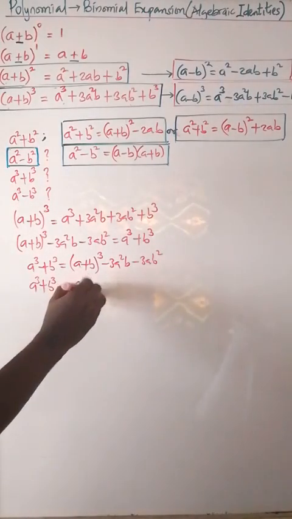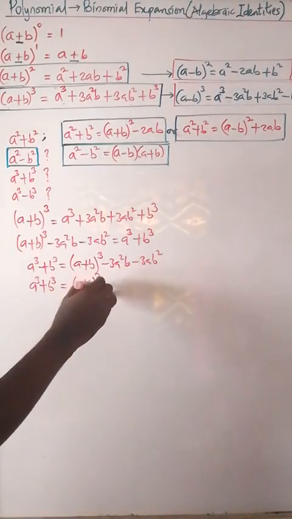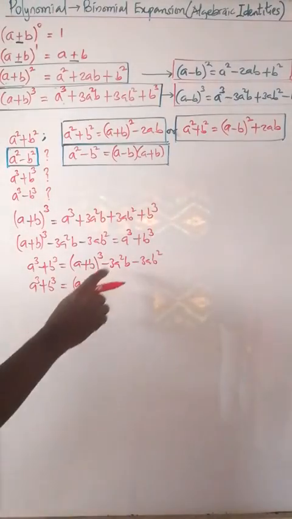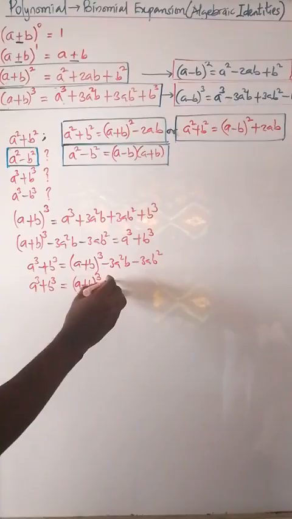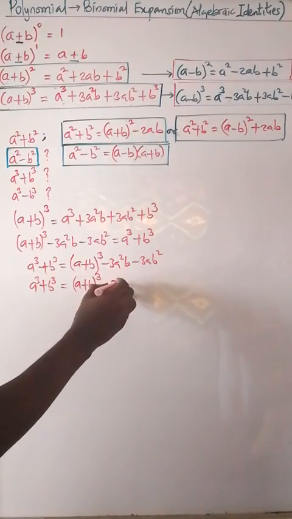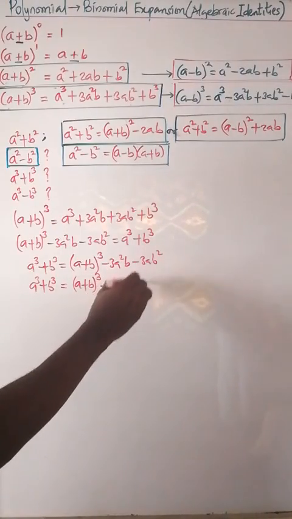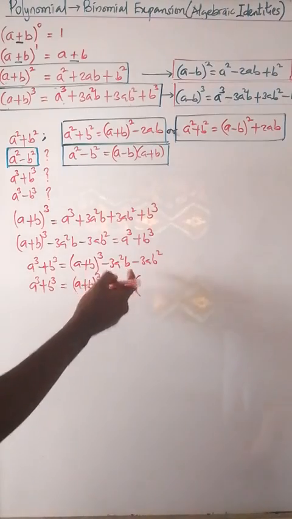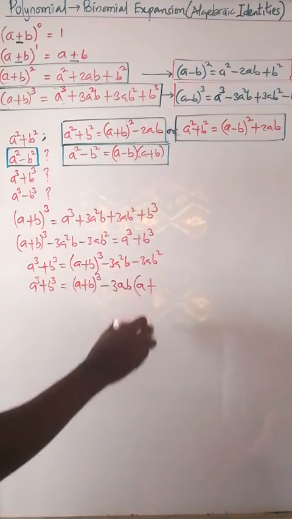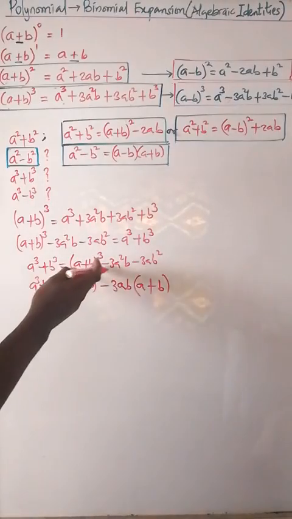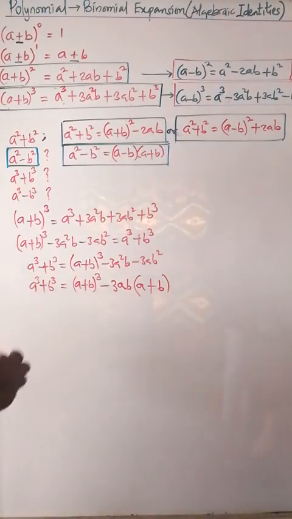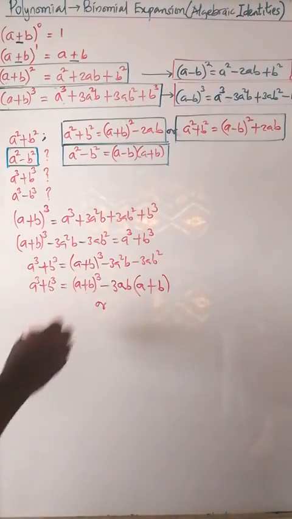Now from here we can write this as A plus B cube. Now when we check, minus is here, minus is here, we can factorize minus. 3 is here, 3 is here, we can factorize 3. A squared, A is common, B and B squared, B is common. So if we factorize minus 3AB, here we will leave it only A, plus here we will leave it only B. So we can either leave it this way, or we can go further.